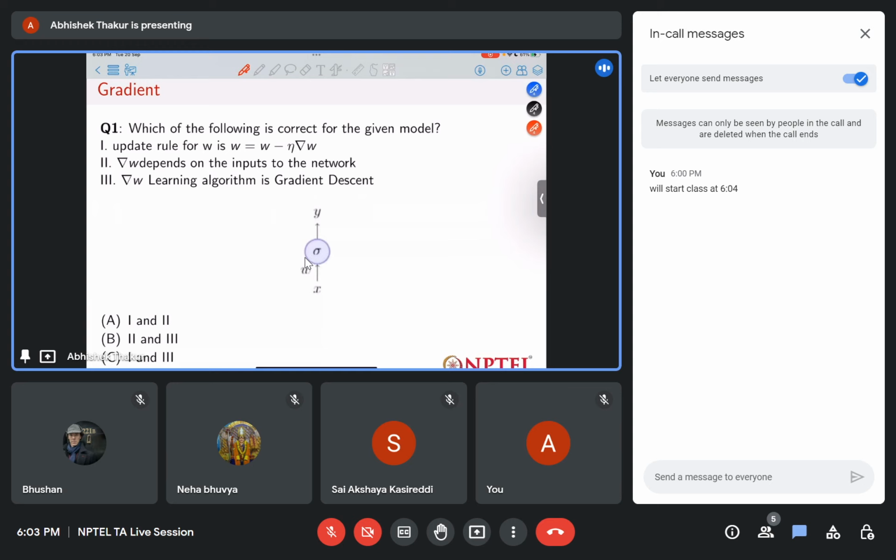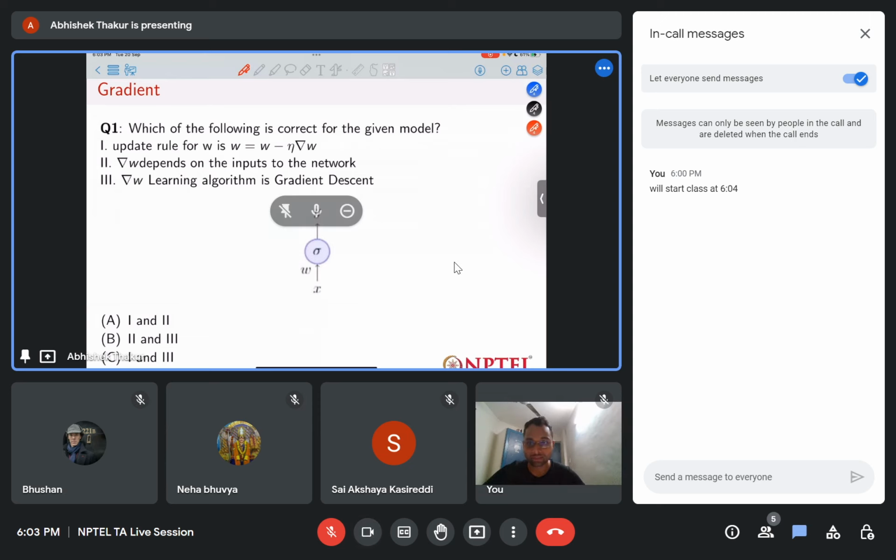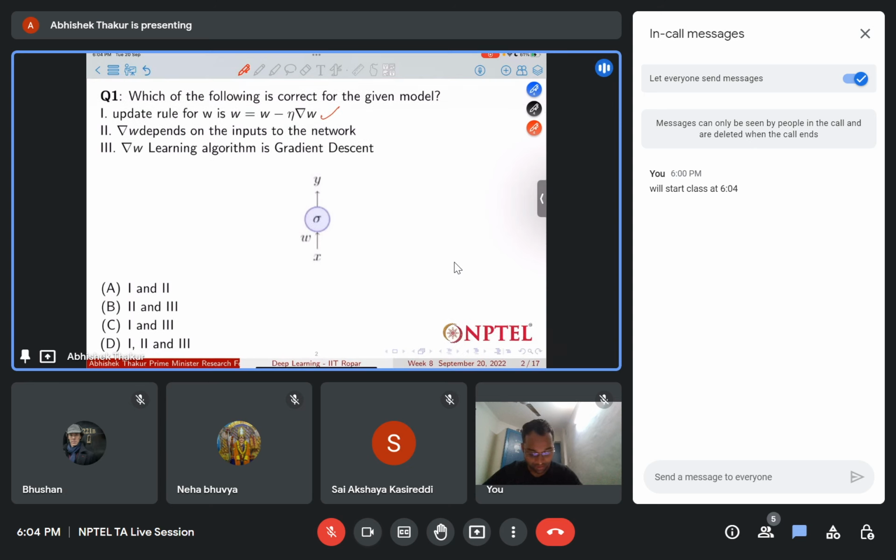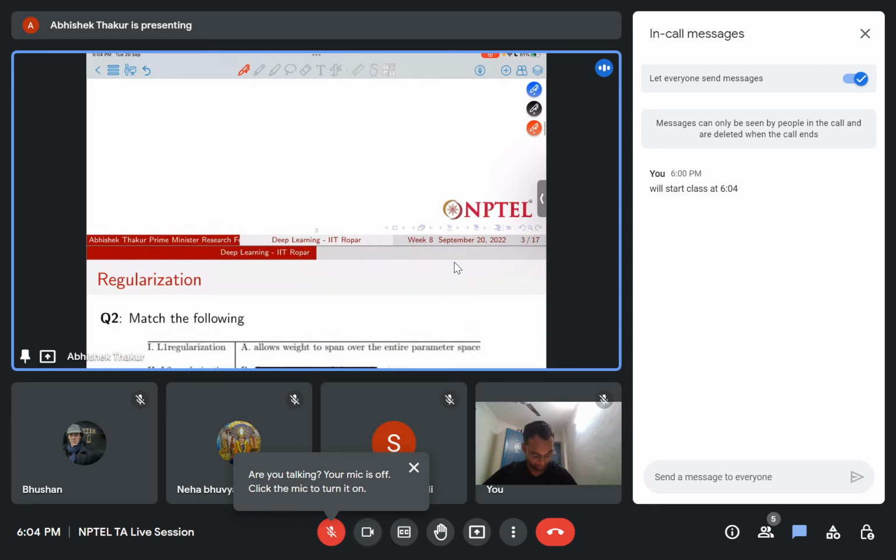The first question is based on the gradient: which of the following is correct for the given model? It is based on the update rules. The first statement is that the update rule for W is W equals W minus eta delta W. So this option is correct. Second, delta W depends on the input to the network. We will see this concept. And third, the learning algorithm is gradient descent.